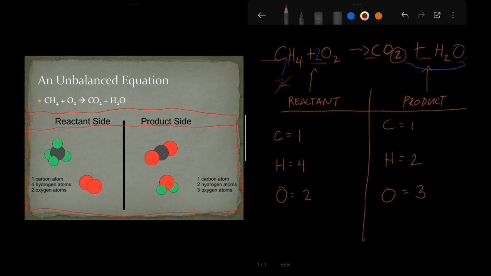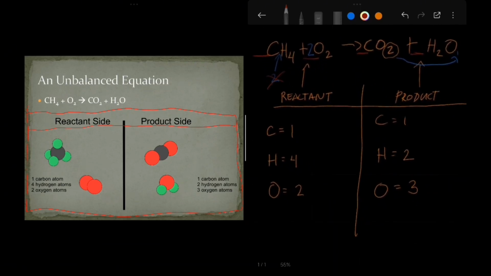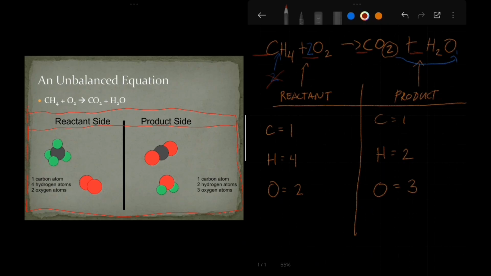Okay? Now, the next process here is we're going to multiply. So 2 times 2, definitely that will be 4. 2 times 2, that will be 4. Okay? So, since we put 2 here, what we can do is we also put 2 here in the H2O.